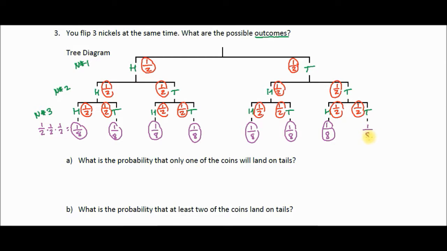And now, class, once you get that last level done, don't forget, add up all of the final probabilities. We got 1, 2, 3, 4, 5, 6, 7, 8. All these probabilities add up to 8/8. We are good to go. Our tree diagram is accurate.